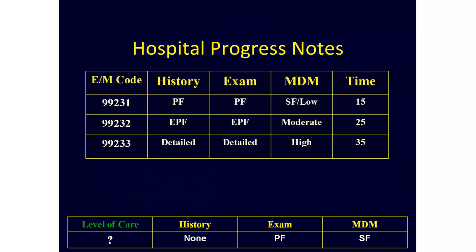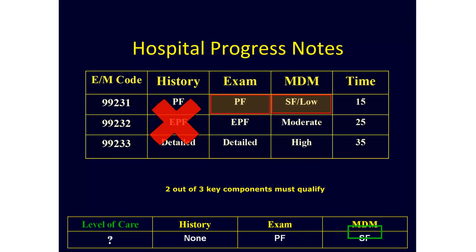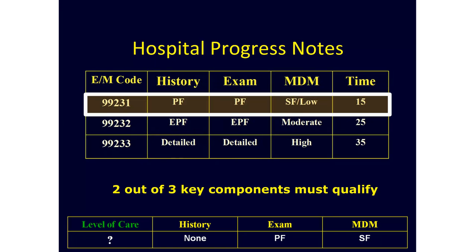Now that we know the key components, we can figure out what level of care has been recorded. Here we have no history, a problem-focused exam, and straightforward medical decision-making. For hospital progress notes, only 2 out of 3 key components were needed, so this adds up to the 99231 level of care, otherwise known as Level 1 hospital progress note.